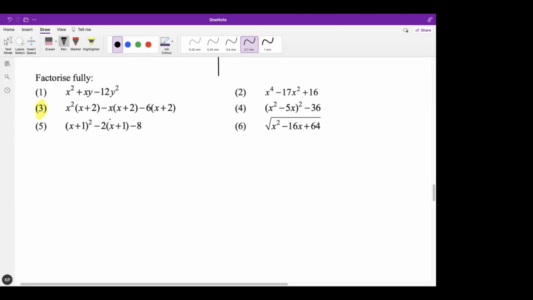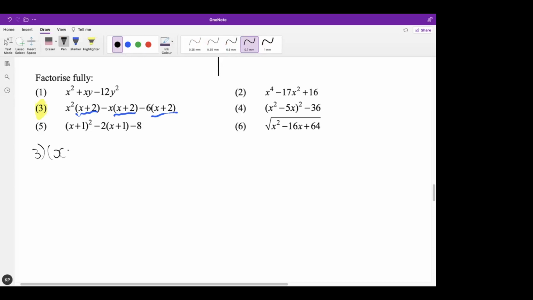What do you guys think? Look carefully at number 3. Do you guys see a common factor? Or a common bracket? That's a big clue. Anyone? Look here, guys. X plus 2, x plus 2, x plus 2. That means x plus 2 is my common bracket. Great. So then let me write this down.